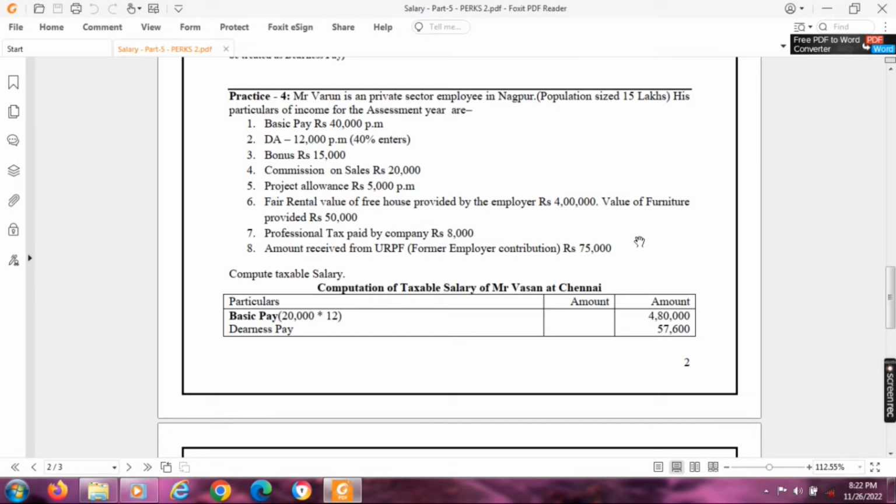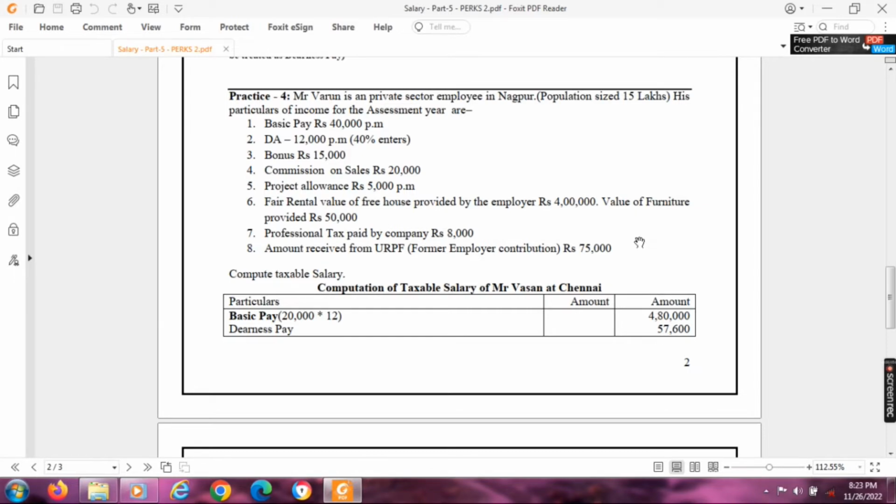His particulars of income for the assessment year are: basic pay, DA 12,000 per month, of which 40% enters. That means only 40% will be treated as DP, and the rest as DA. See, basic pay 40,000 into 12, 4,80,000 in the answer. DP 40%, that means 57,600. The balance amount is treated as DA allowance. Next, bonus rupees 15,000 fully taxable. Next, commission on sales rupees 20,000 fully taxable.